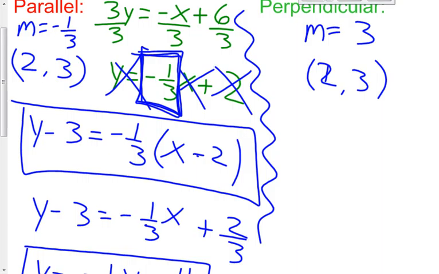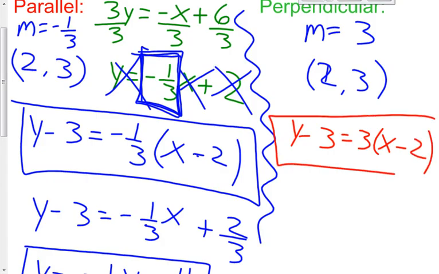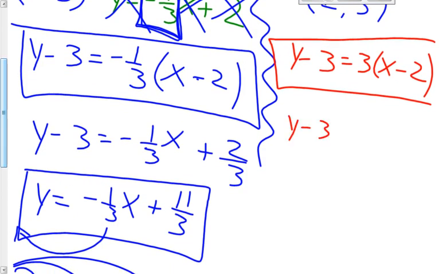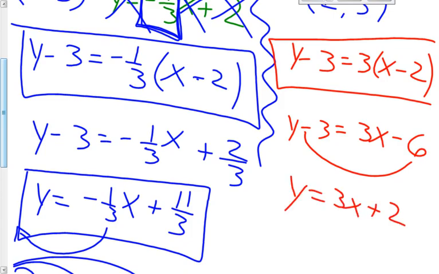For perpendicular, my slope is 3. So y minus the y coordinate equals m times the quantity x minus the x coordinate. Answer number 1. Let's distribute and solve for y. Y minus 3 equals 3x minus 6. Adding this 3 to get onto this side would be y equals 3x. Oh, sorry. A negative 6 plus 3 is a negative 3. y equals 3x minus 3.